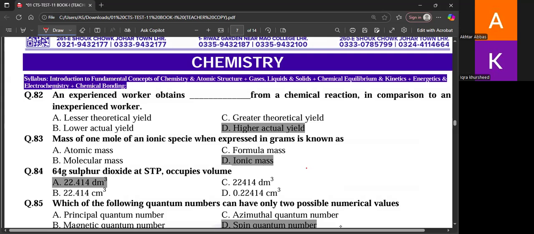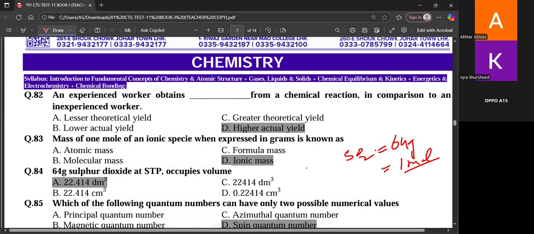64 gram of sulfur dioxide at STP occupy volume. Okay. You know that what is the formula of sulfur dioxide? That is SO2, and it is equal to 64 grams. When it is equal to 64 gram, it means it is equal to 1 mole. And when it is equal to 1 mole, it occupies volume 22.414 decimeter cube. So your option is alpha.